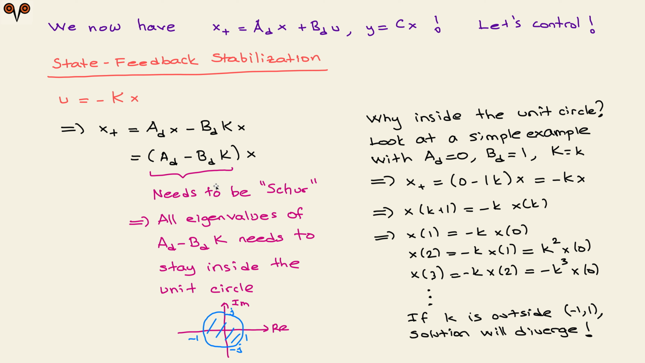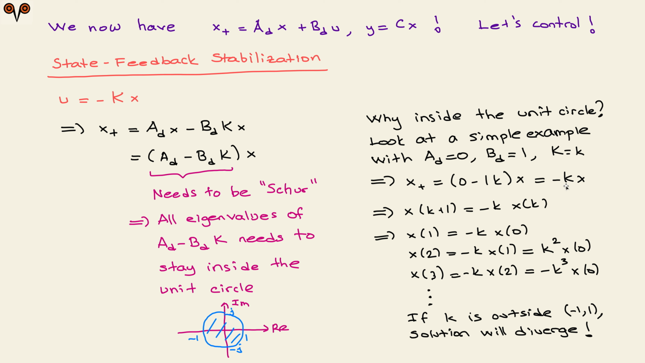Okay, so why inside the unit circle? Let's look at a simple example. Here A_D is n by n, B_D is n by m, so the K matrix is m by n. Let's look at a scalar case, the super simple one. A_D is 0, B_D is 1, and the control gain is just a scalar gain K. In this case, the resulting closed loop system x plus becomes 0 minus 1 K, so we just have minus Kx.